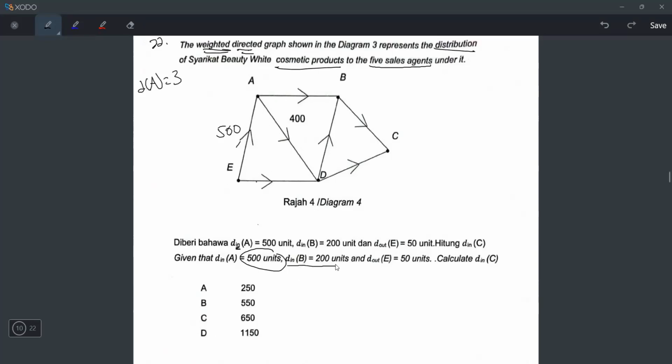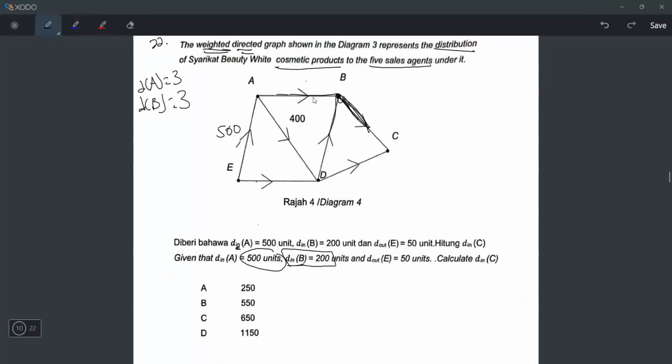Okay, let's continue. Degree in B is 200. Let's look at B here. What is the degree of vertex B? How many lines touch B? 1, 2, 3. But not all 3 lines are going in. Only this line is going into B, and this line is going into B. This is going out. Can you see? So we don't count this. And then they say it's 200. It means the 200 is what?